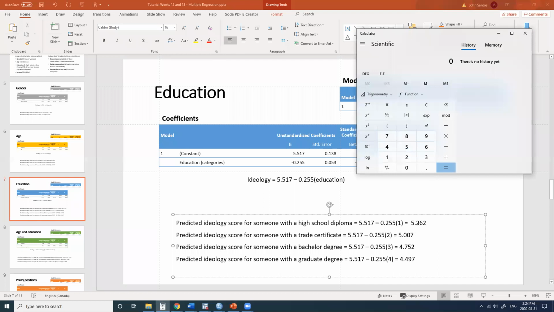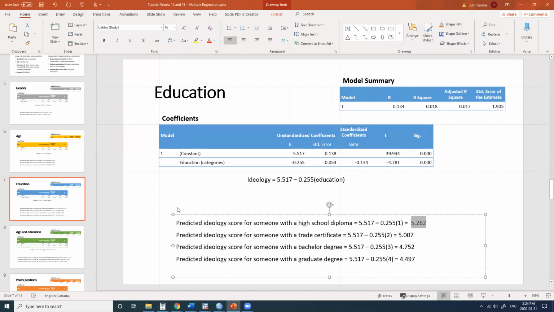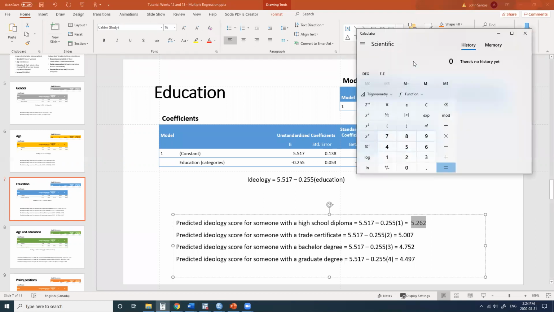We can calculate what this means in substantive terms. If we take the most right-wing category here, those with a high school diploma, and the most left-wing category, those with a graduate degree, we can calculate the substantive difference: 5.262 minus 4.497. So those with more than a bachelor's degree are about 3/4 of a point to the left on average, versus those with only a high school diploma. So we can calculate substantive effects.